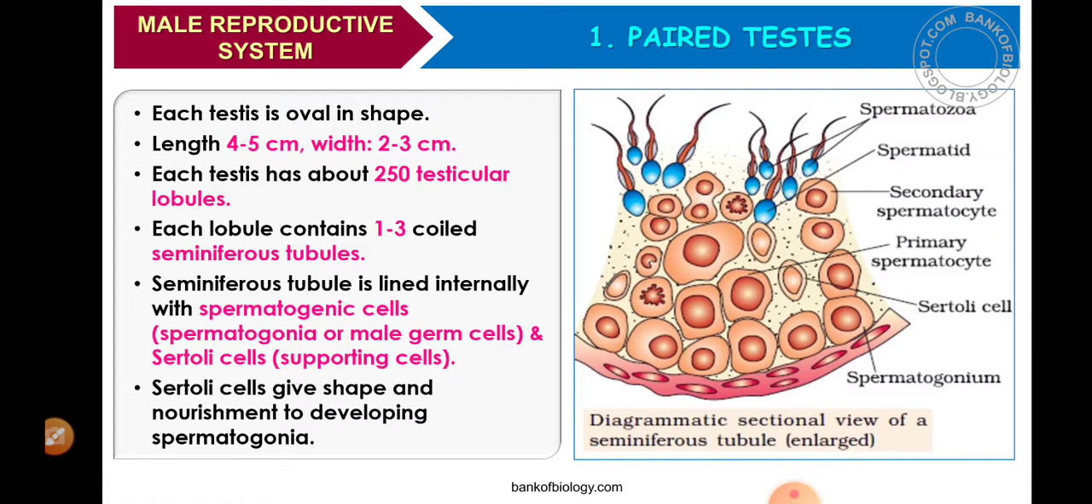Spermatogonial cells are the main germ cells. They get converted into primary spermatocytes, then secondary spermatocytes, then spermatids, and finally spermatozoa or sperm form. After the mature spermatozoa form, they are embedded in the Sertoli cells, which provide them nutrition.